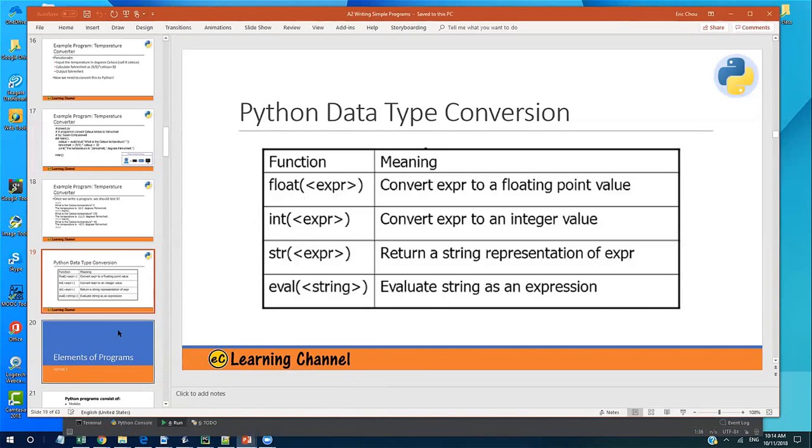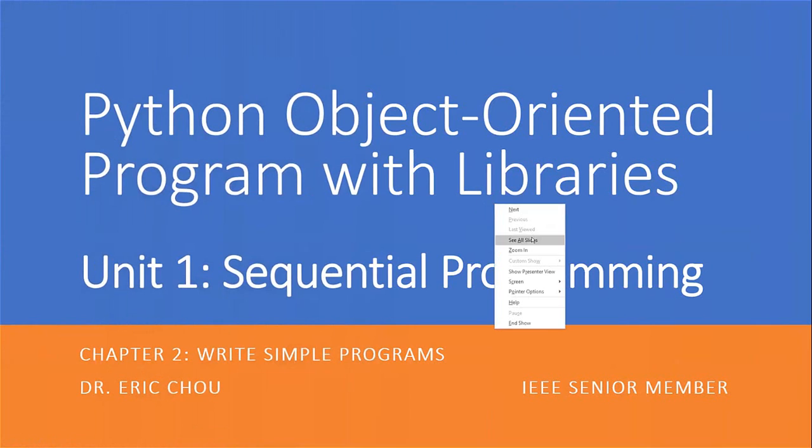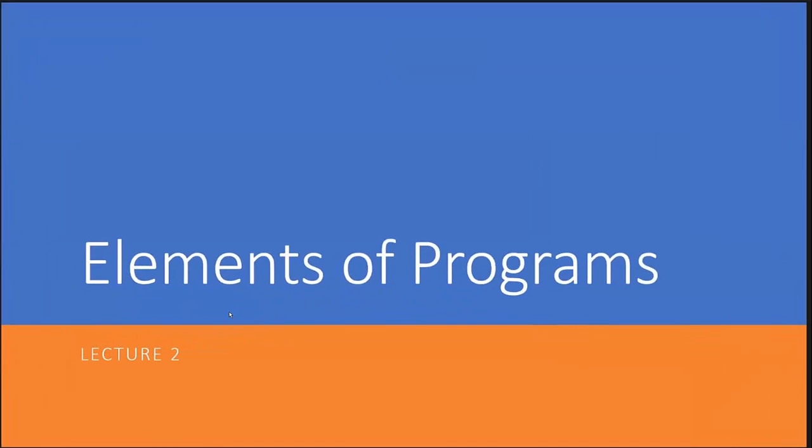So that part is the conversion of data type. I mentioned there are 4 data types in our system. The next one is the element of the program.